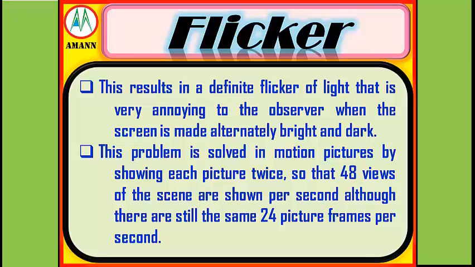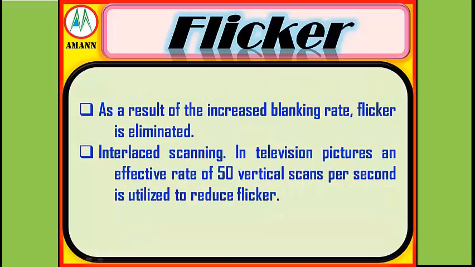alternately bright and dark. This problem is solved in motion pictures by showing each picture twice so that 48 views of the scene are shown per second, although there are still the same 24 picture frames per second. As a result of the increased blanking rate, flicker is eliminated.